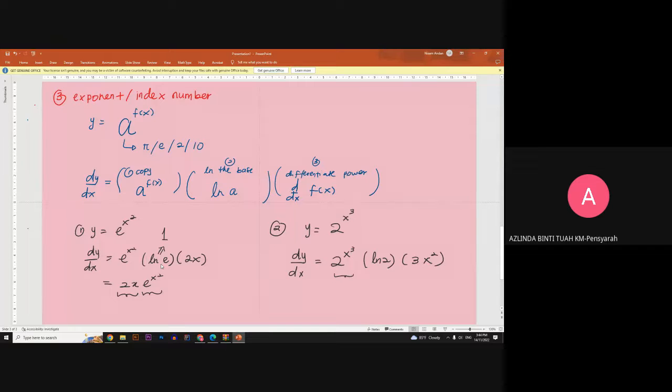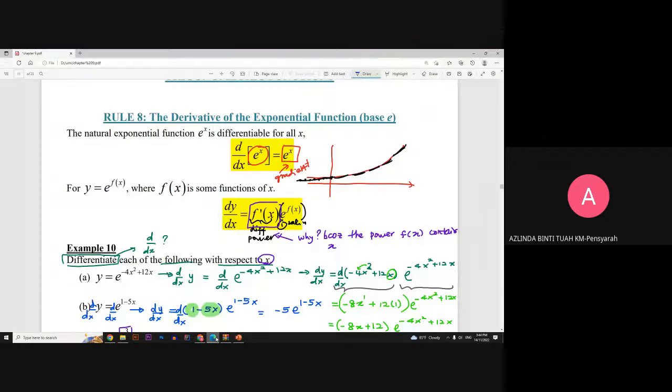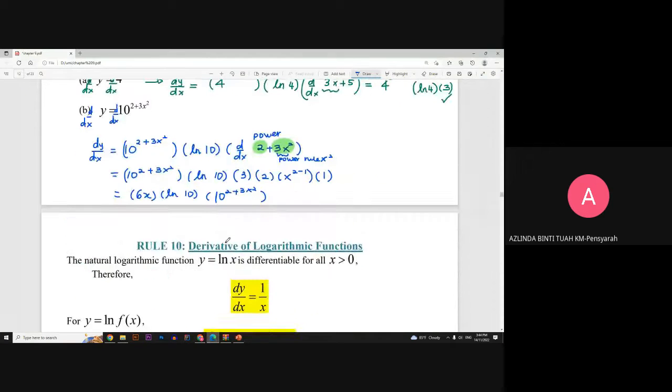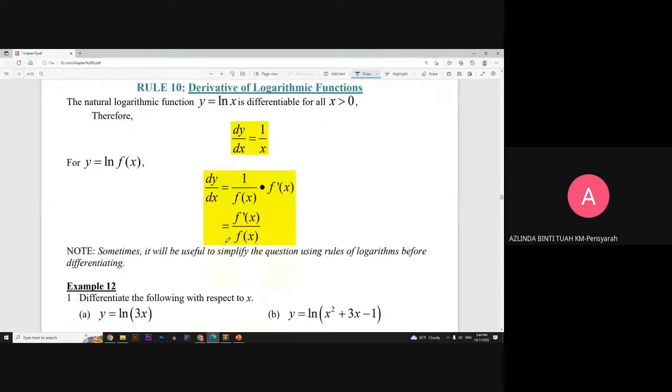Dia nampak macam 3 step. Yang ni sebenarnya nampak macam 2 step sahaja, tapi in fact dia sebenarnya ada 3 step. So that's how we differentiate exponent function, mesti melalui 3 step. Copy the function, learn the base, differentiate the power. Okay, clear? Terus dengan example yang seterusnya, derivative of logarithmic function.